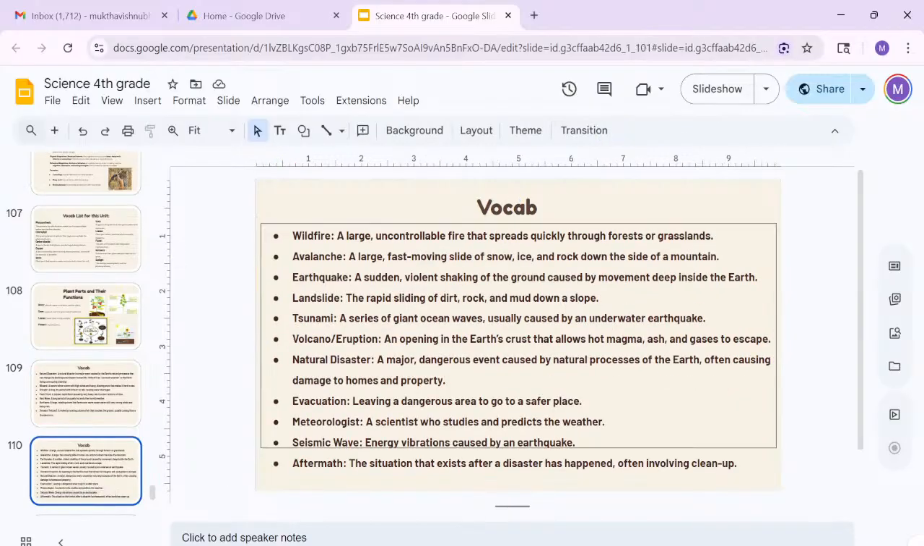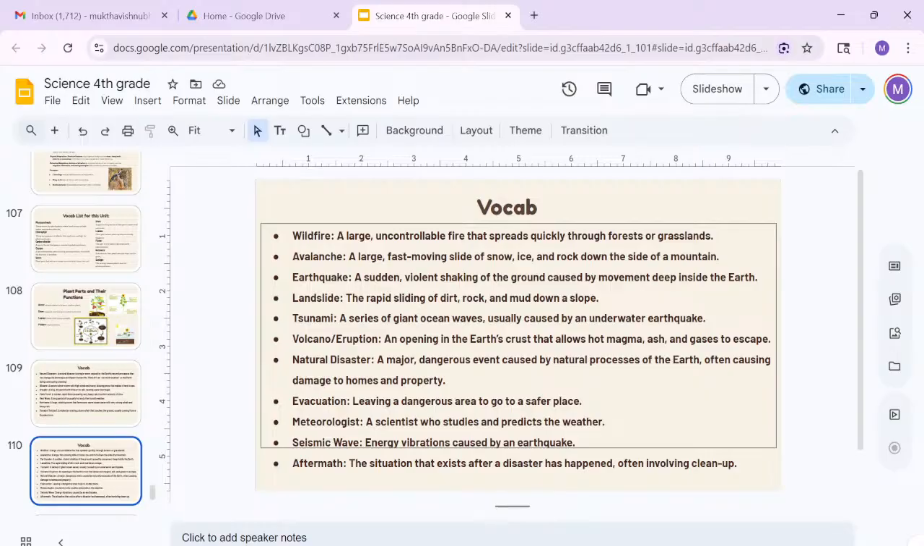Vocab continuation. Wildfire, a large uncontrollable fire that spreads quickly through forests or grasslands. Avalanche, a large fast-moving slide of snow, ice, and rock down the side of a mountain. Earthquake, a sudden violent shaking of the ground caused by movement deep inside the earth. Landslide, the rapid sliding of dirt, rock, and mud down a slope. Tsunami, a series of giant ocean waves usually caused by an underwater earthquake. Volcano or eruption, an opening in the Earth's crust that causes hot magma, ash, and gases to escape.